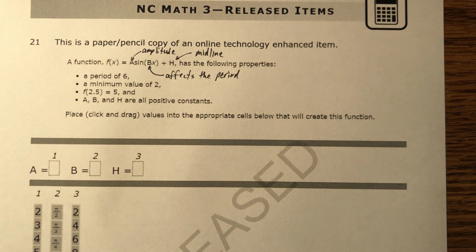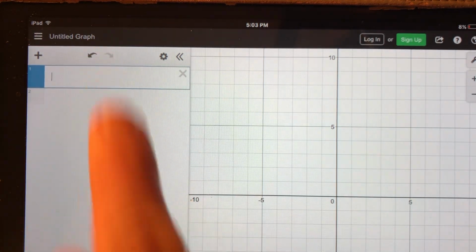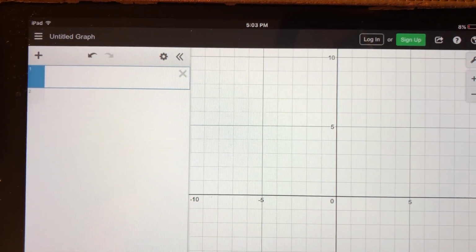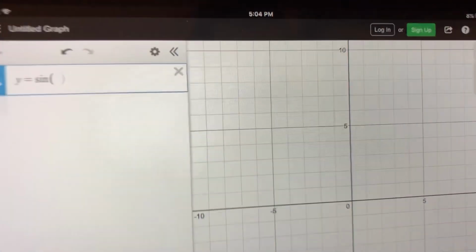Let's do that one first, and I'm going to grab my old iPad. That's it. And I'm going to go ahead and start typing this in. So f of x equals, I'll just put y equals, and it is sine of, I need some parentheses. Sine of bx. Now you could put the letter b and then an x, but you don't have the option of a slider on your exam, I don't think. So I'm going to go ahead and just start picking options.